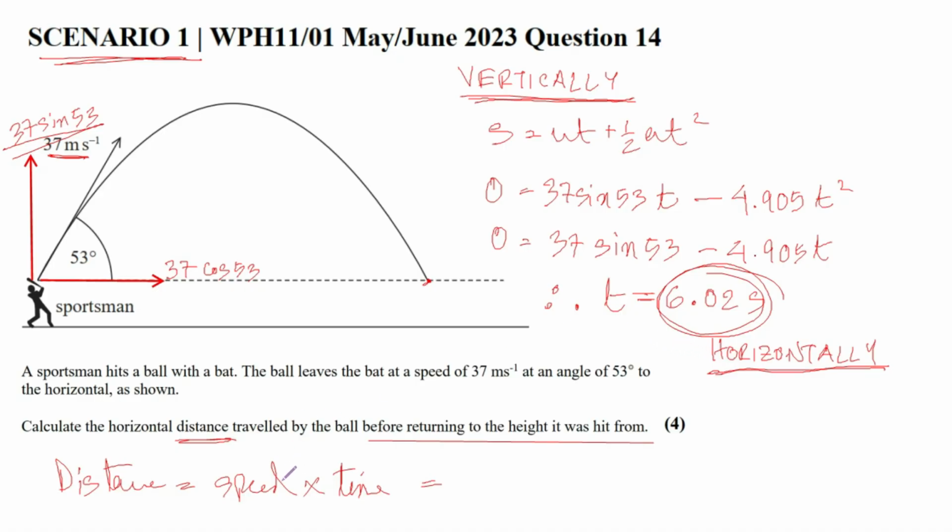Now, talking about the speed, what speed do you take? Since you are dealing with the horizontal aspect, you have to consider the horizontal component of the velocity, which is 37 cos 53. So 37 cos 53 times, like I just said, the time is always mutual, that is 6.02, which gives you 134 meter. And I did check the mark scheme. This is the exact answer.